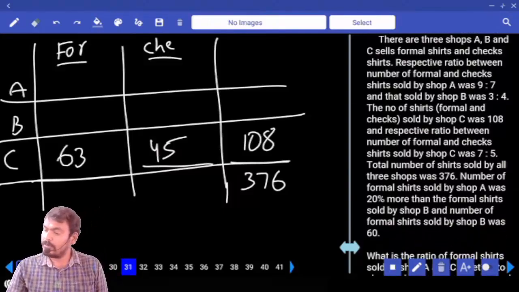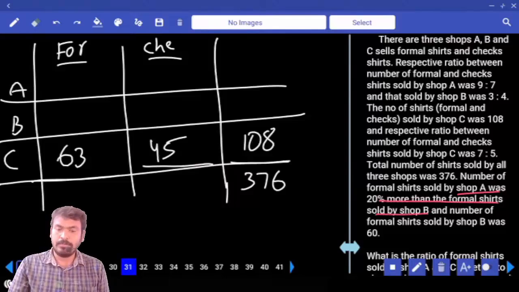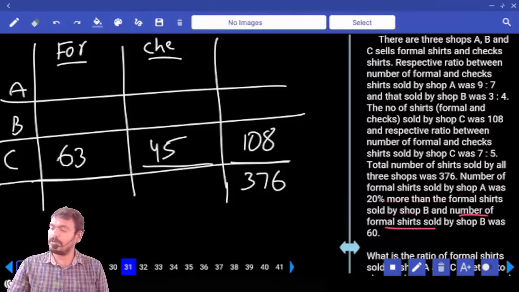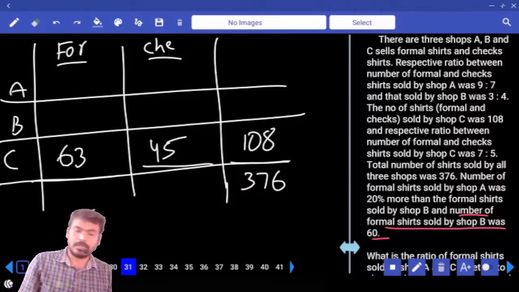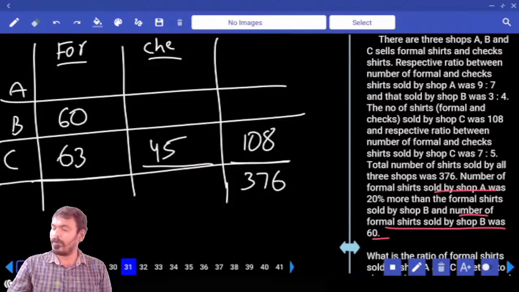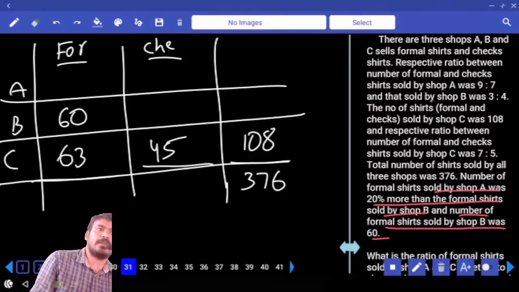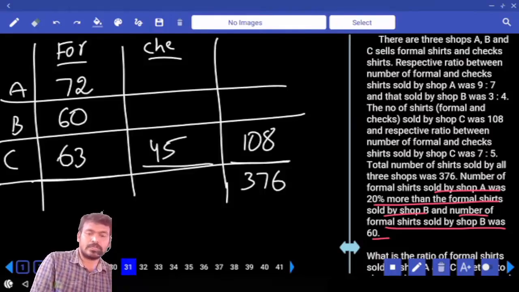The number of formal shirts sold by shop A was 20% more than the formal shirts sold by shop B, or not? Shop B. And one more, the number of formal shirts sold by shop B was how much? 60. Formal shirts in shop B, 60. And shop A formal shirts compared to shop B formal shirts, 20% more. What is the 20% of 60? 12. 60 plus 12, 72, or not? 72, 60, 63.